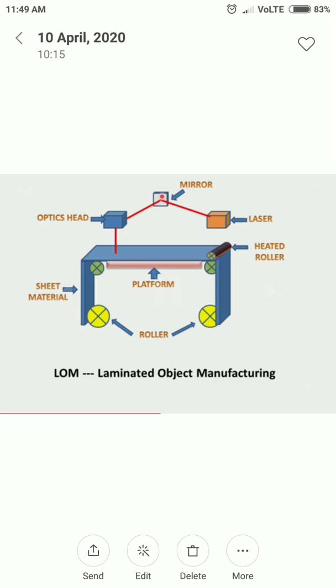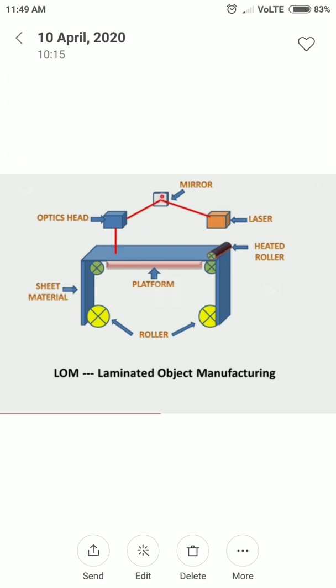Okay, we know how the sheet metal is going to be moved: rollers and everything, platform, heated roller is known. Laser, what does it stand for? Light amplification by stimulated emission of radiation. This is the main light source. For cutting the sheet metal we are going to use laser light.